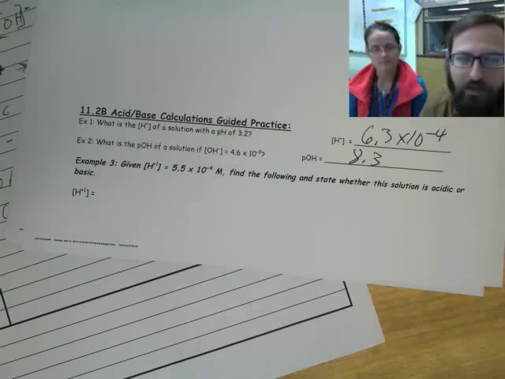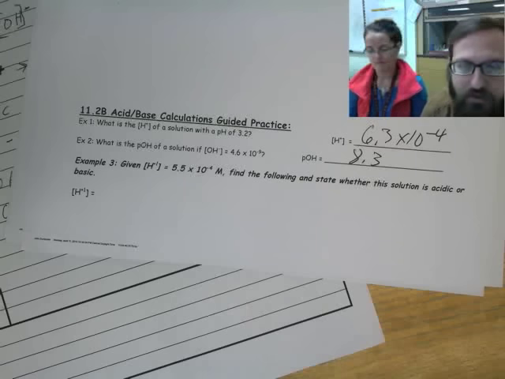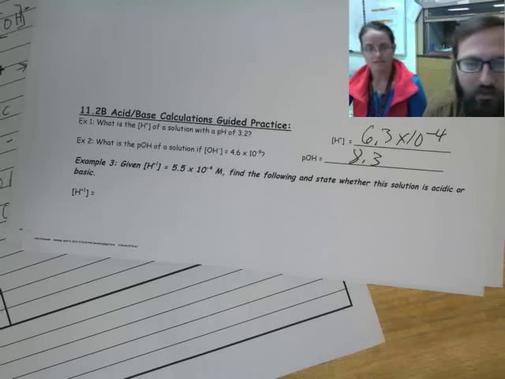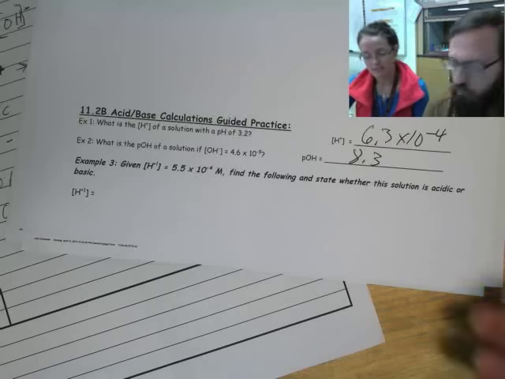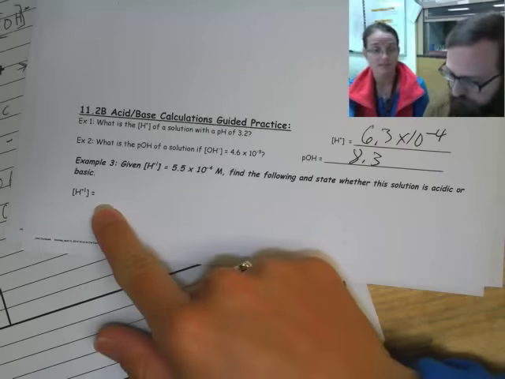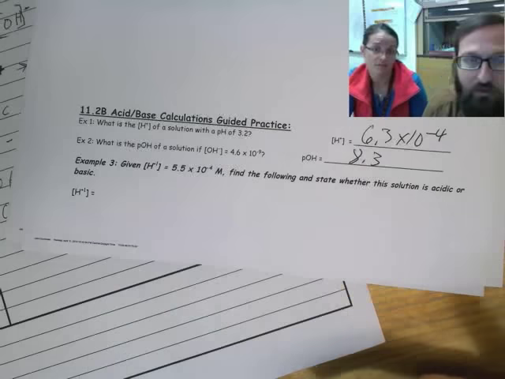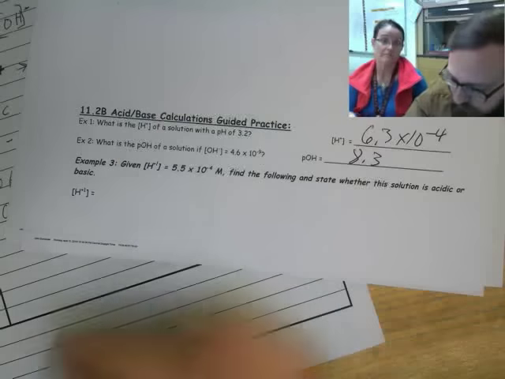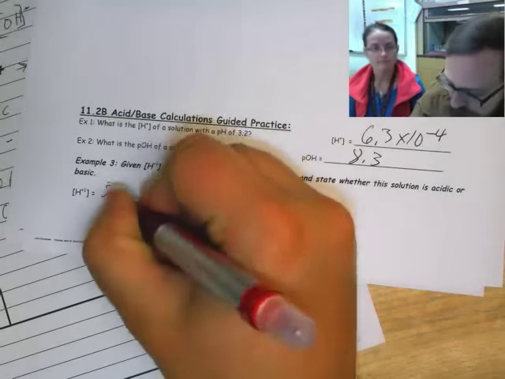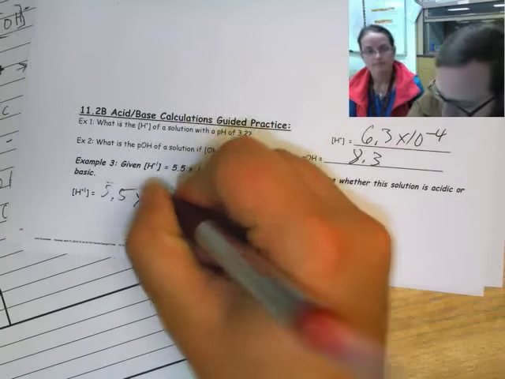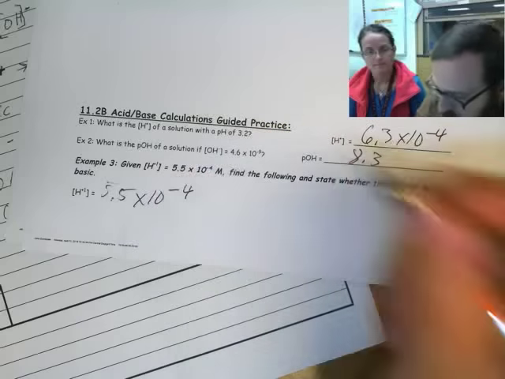Given an H plus concentration of 5.5 times 10 to the negative 4 molarity, find the following and state whether or not the solution is acidic or basic. All right, so the first thing I ask you is, what is H plus equal to? Well, there's no math in that one. You just have to rewrite it. It's right there. It's seeing if you're paying attention. So it's 5.5 times 10 to the negative 4.